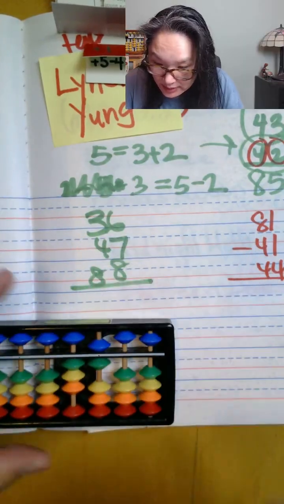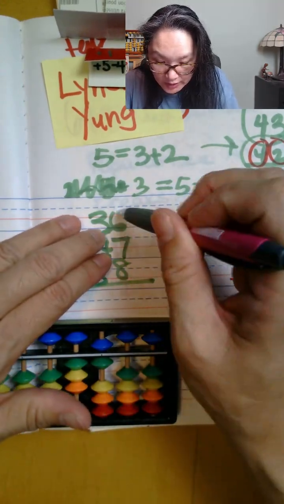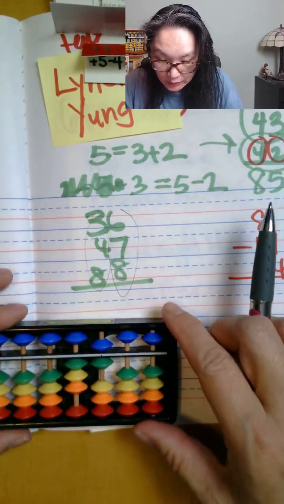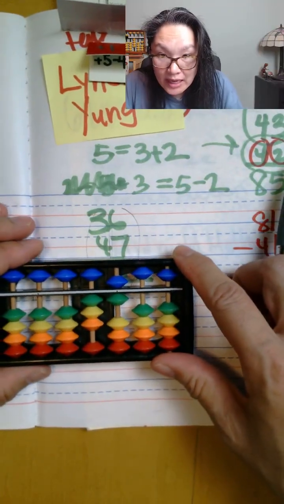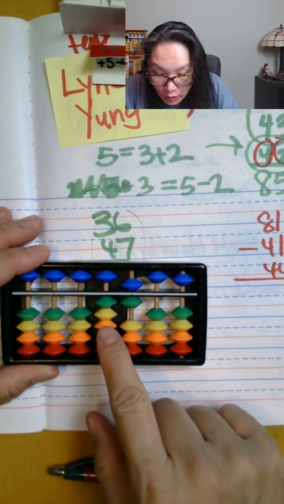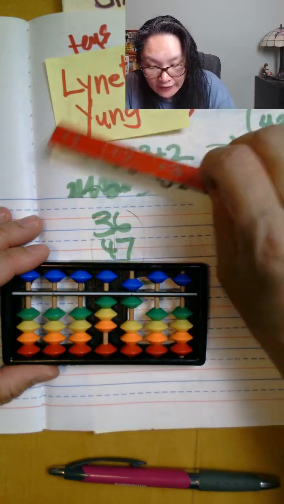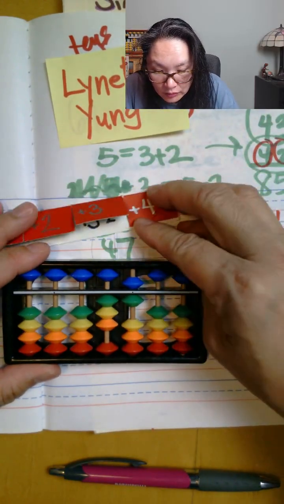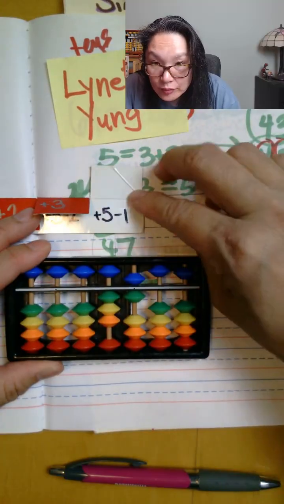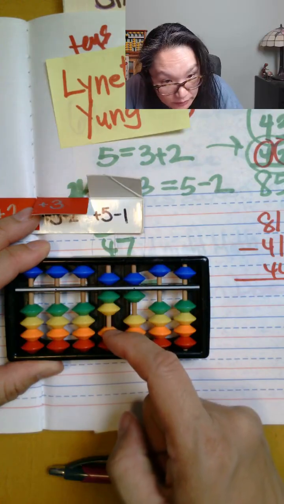Now notice I'm not going to do ones first and then the tens. I'm going to take it as a whole. So now I'm going to add 47. I'm going to add 4. I'm going to add 7. There's not enough, so I have to add the 4. Remember, to add the 4, I have to plus the 5 minus the 1. So I plus the 5 and I take away the 1.